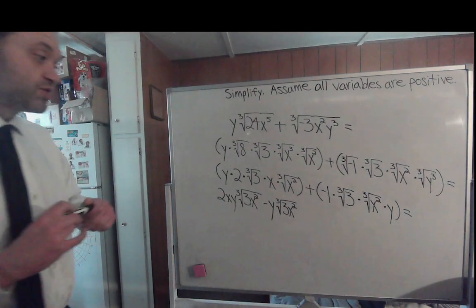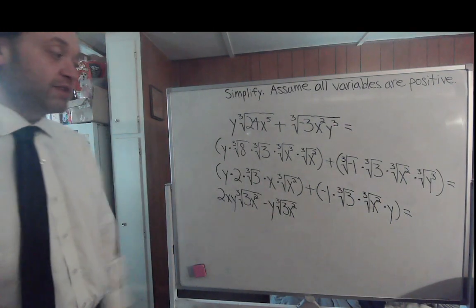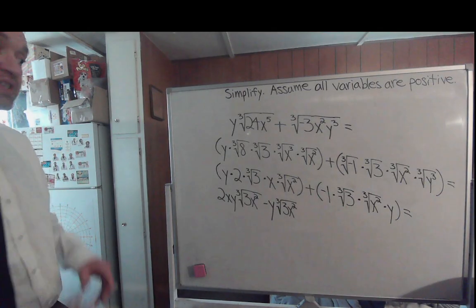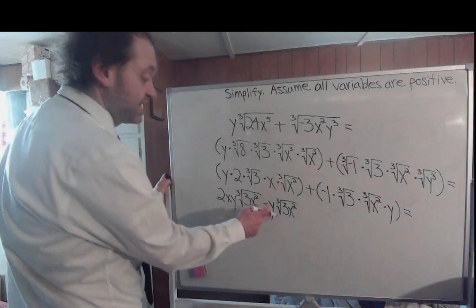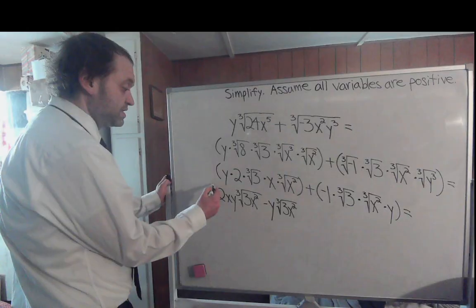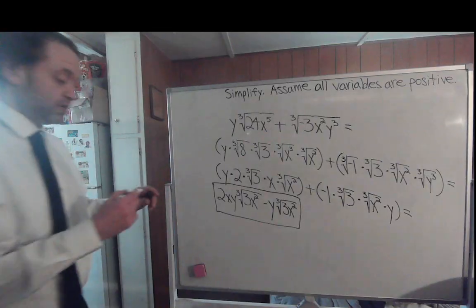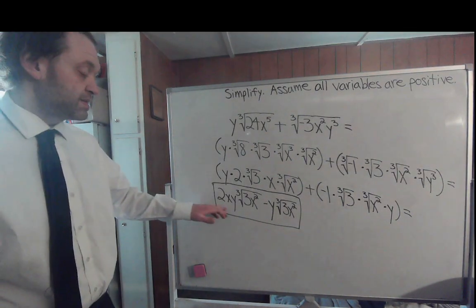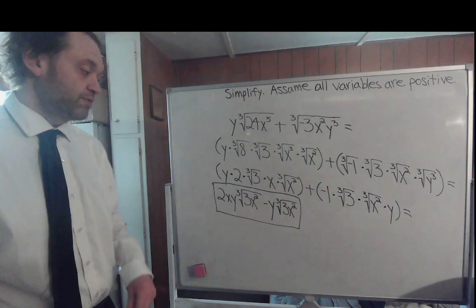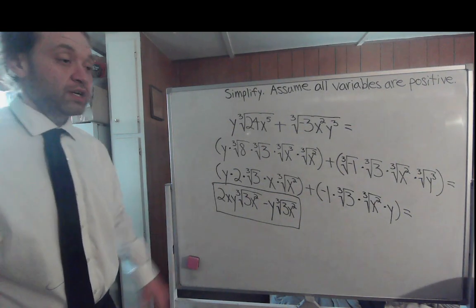Well, it would almost look like we can simplify this further, but notice the second term doesn't have an x. Unfortunately, this is as far as we can go. If the second term had an x to the first, we could subtract coefficients, but it doesn't. So this is as far as we can go with this. You'll end up getting 2xy times the cube root of 3x squared minus y times the cube root of 3x squared. And that's as far as you can go.